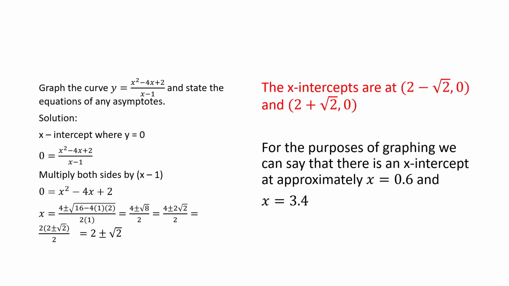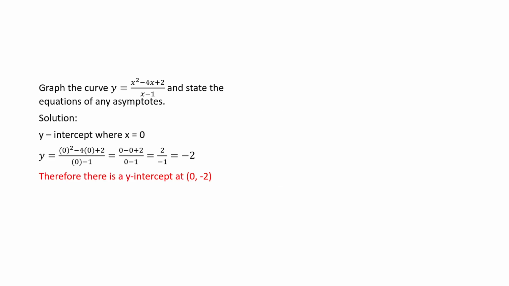Next we figure out where our x-intercepts are. We have an x-intercept at y equals 0. When I let 0 equal x squared minus 4x plus 2, I get a couple of different x values here. It's good to come up with decimal approximations just for the purposes of graphing. So we got a couple of x-intercepts. We're also going to let x equal 0 and determine our y-intercept. We get a y-intercept in this case at 0, negative 2.